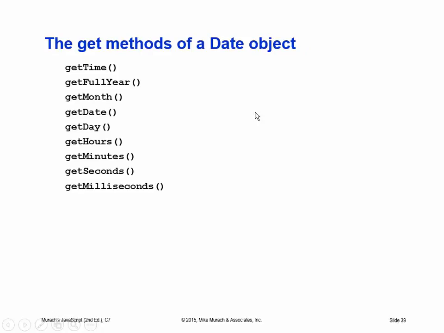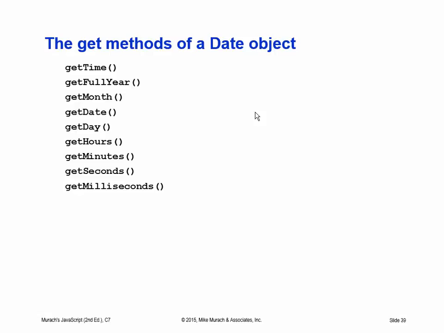Here are some get methods of the date object. Get means give me this. So getTime returns the time, the number of milliseconds; basically it is the time. getFullYear gives the 4-digit year, so it would give 2016. getMonth would be the month in local time. Since this is June, it would give me 5. Remember, it starts with 0.